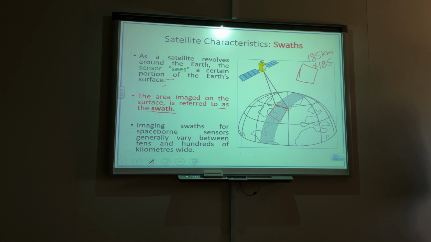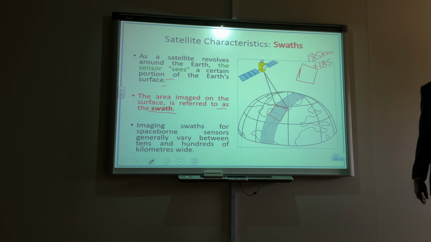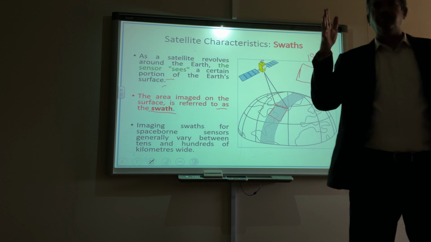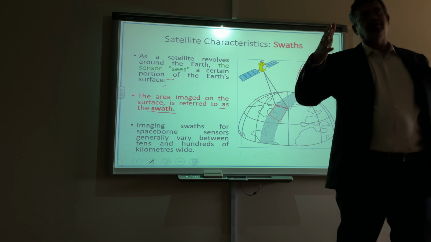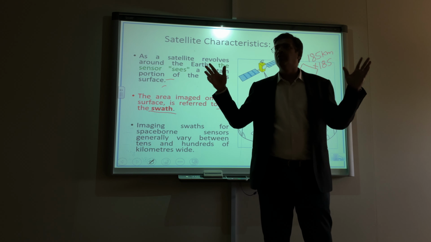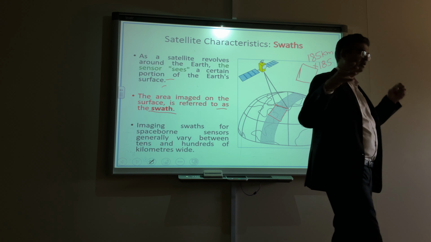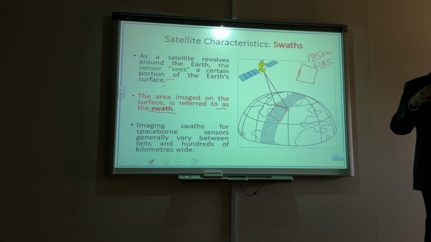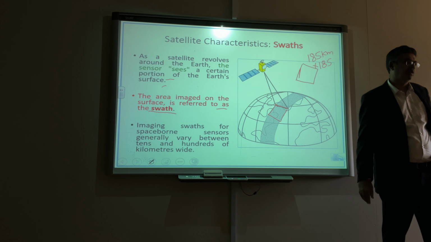And if you have weather monitoring satellites, for some of them one image may cover maybe 3,000 kilometers by 3,000 kilometers. So the swath width is very large for geostationary satellites because they are far away from the Earth's surface.